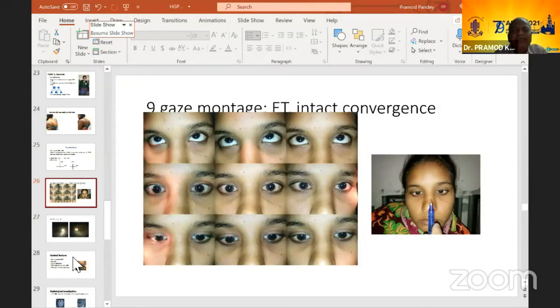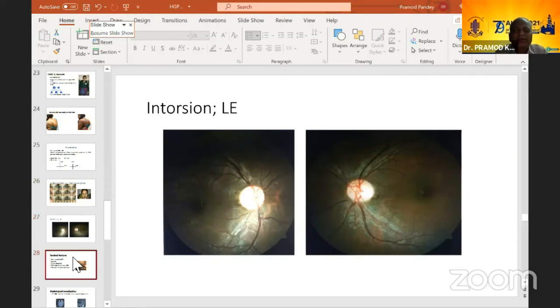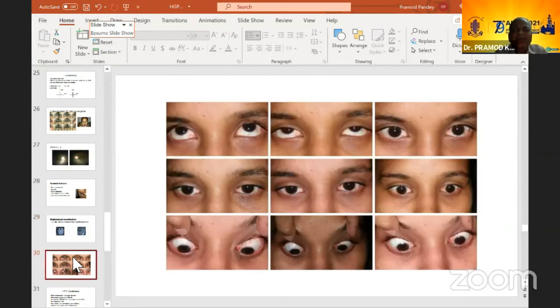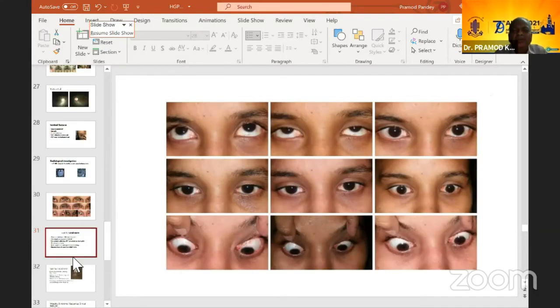So all three, and this is nine gaze after we had done MR recession in both the eyes, about 5.5 millimeter, and you can see after surgery, her alignment is perfect. Slides are not moved. This is radiological features. You can see again, this child also, there is pontine hypoplasia, and those classical features of AGPPS can be seen. This is post-op as I showed you.